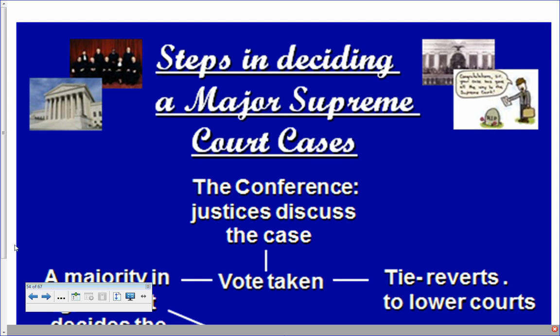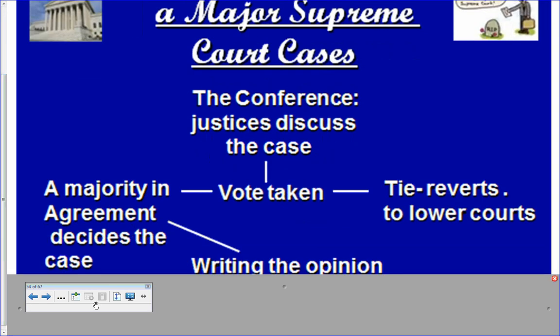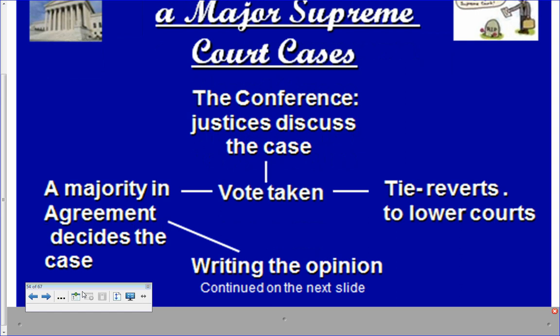Then after we meet in conference and discuss the case, there are 4 possible types of opinions. That's where this part is public, so we write our opinion, our legal reasoning, and there are 4 different types of opinions.